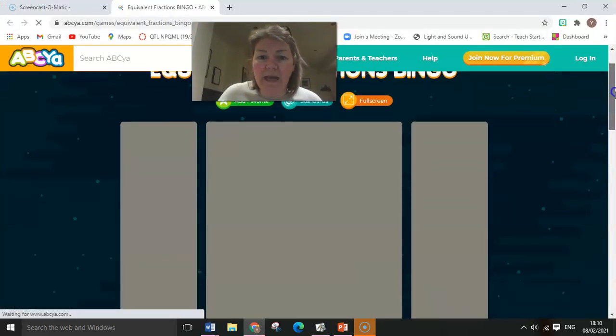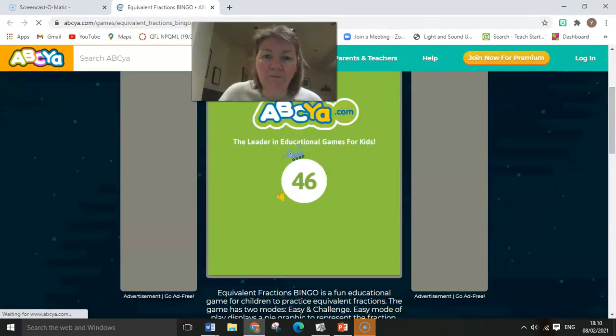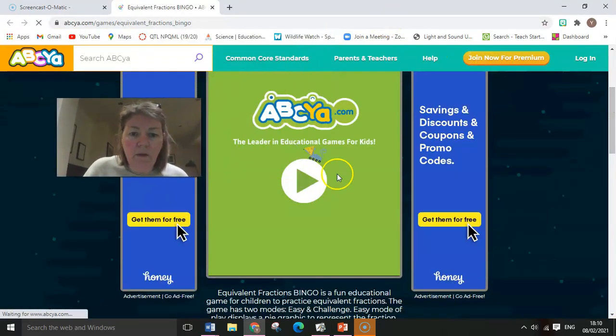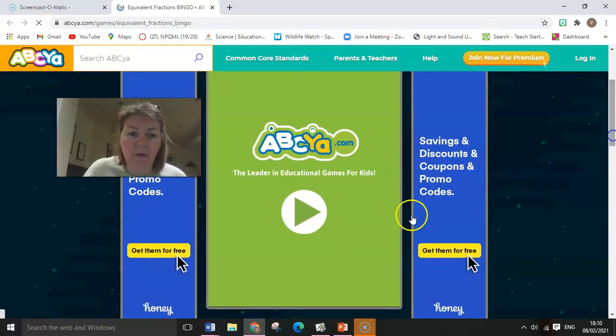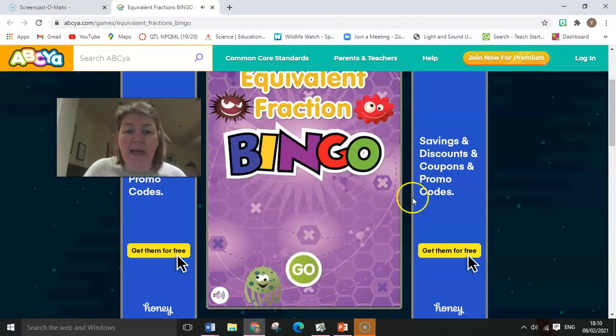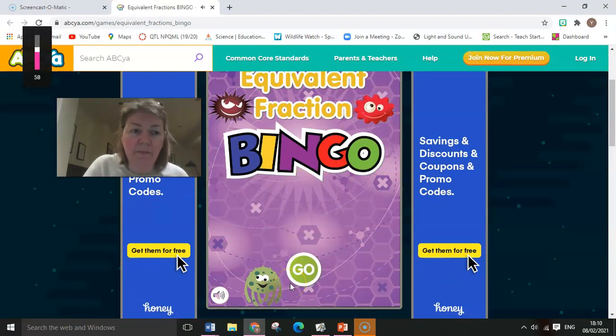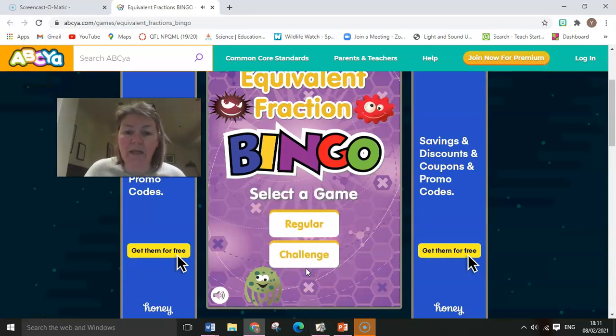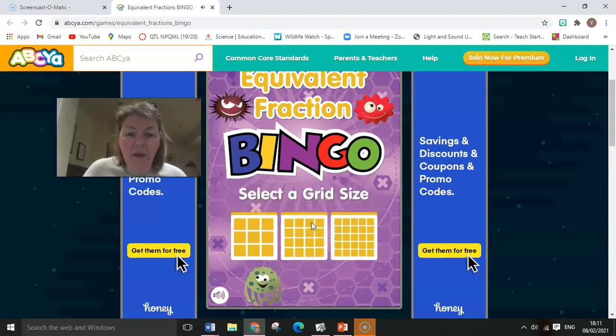Okay, it's loaded up. So we want to press the play in the middle. This is quite a fun game. I quite like this one. Oh, it's very loud. Let me turn it down a bit. So you can turn it down or turn the sound off, but I'm going to hit the go button. And we want a regular game to start with. You can do challenge after, but let's start with regular.